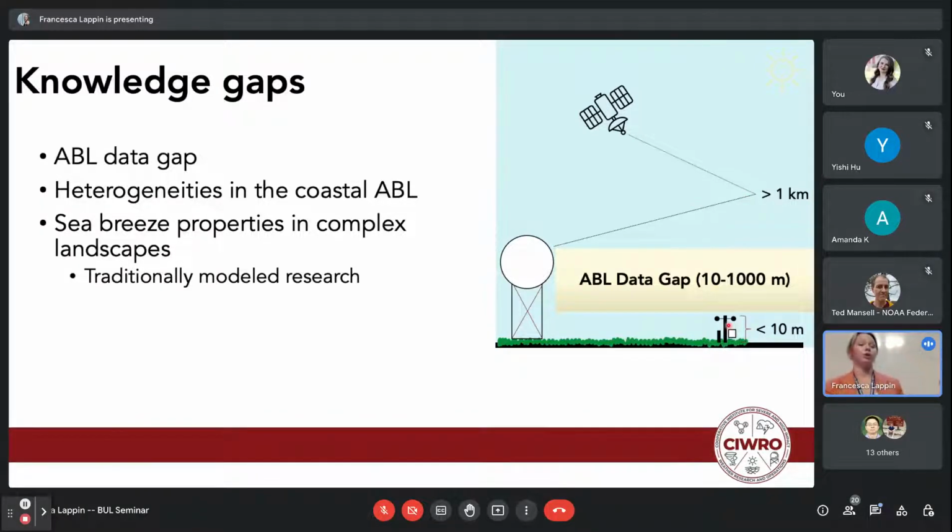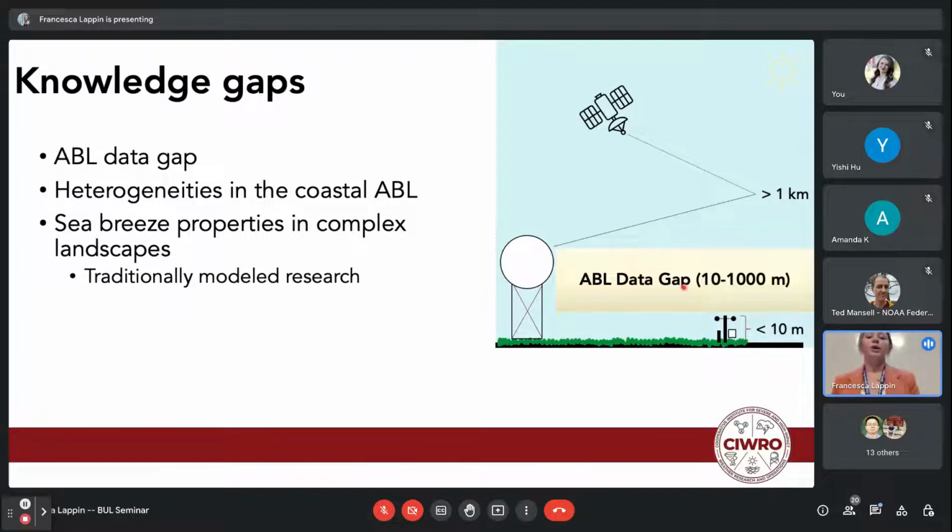Below 10 meters, we have a good surface station network. But in that 10 meters to 1 kilometer range, the only thing that regularly passes through the boundary layer daily is radiosondes. But it's only twice a day, and they pass very quickly through that layer. So we're not capturing the spatial-temporal resolution of the boundary layer's evolution.